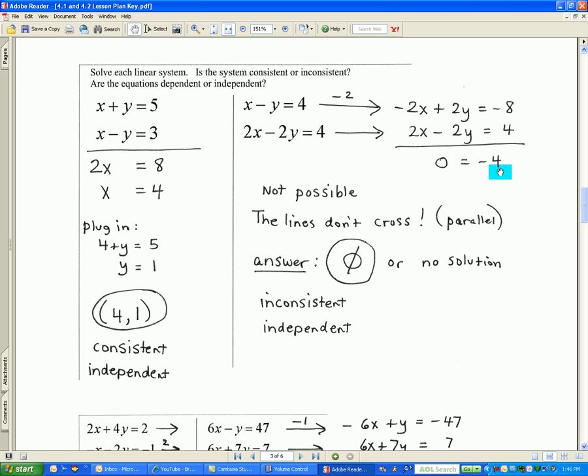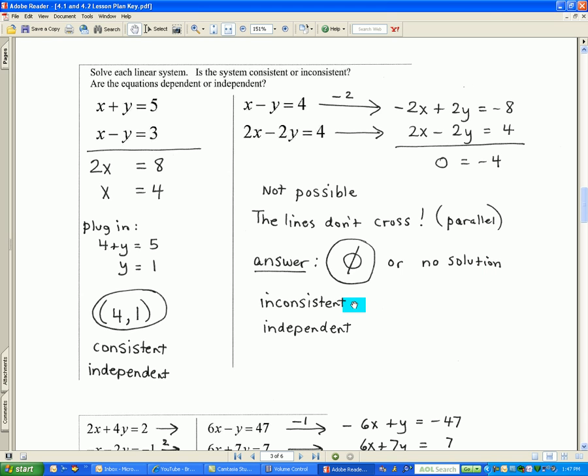0 equals -4. Now, I asked my students in class today, when is 0 equal to -4? They said never. That's correct. What two kind of lines never cross? Parallel lines. There you go. So now we know we're in that second picture. What's the solution set? It's the empty set, or some students like to write no solution.